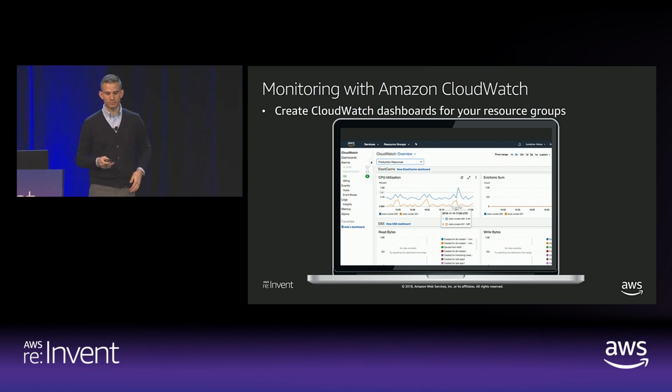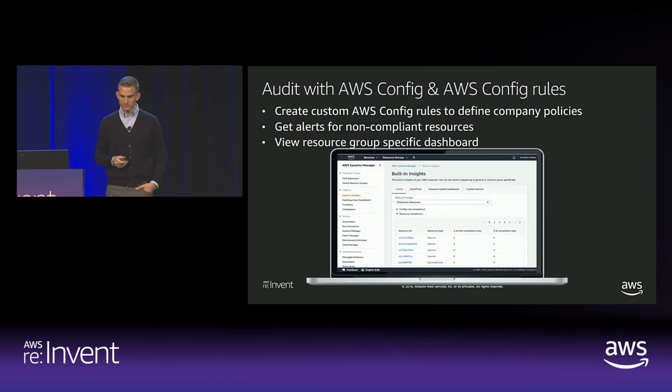Now, once we did this, we're already able to get a nice operational dashboard for the infrastructure that I provisioned. The next step is now, how do I actually get some insight in terms of the audit status, the compliance status of my running infrastructure, right? This is something we can do with Config and Config rules.